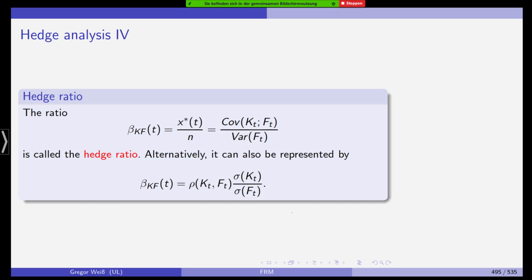Now, if we take the number of futures needed to get to the minimum variance hedging position and divide it by the number of underlyings we're trying to hedge, so X star divided by n, this adjustment factor beta is called the hedge ratio. We can also write the hedge ratio as the correlation times the ratio of the volatilities of the spot and futures price. So this is the ratio of the needed futures to hedge n underlyings.